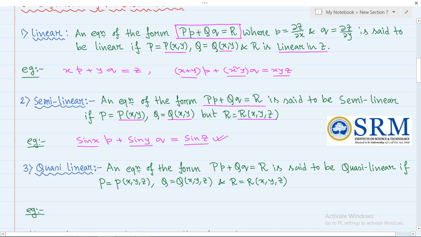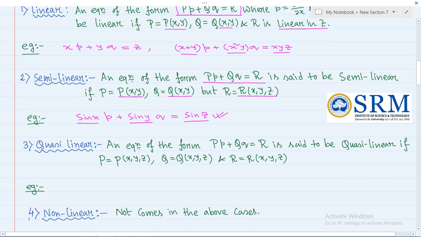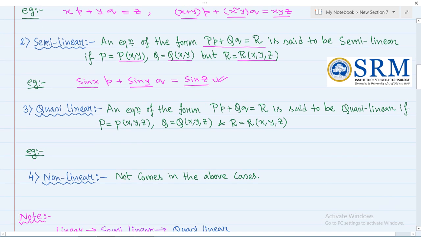Next one is the quasi-linear, one of the most important and interesting types of partial differential equation.